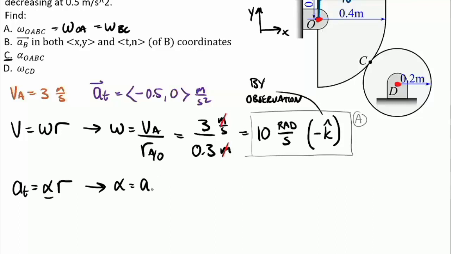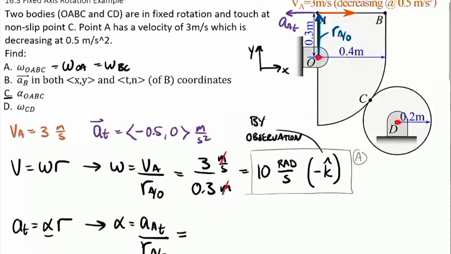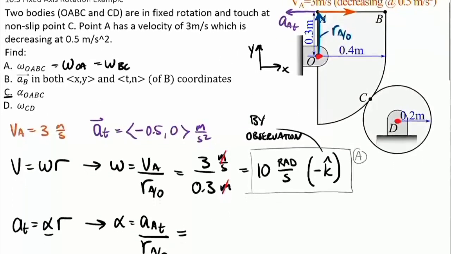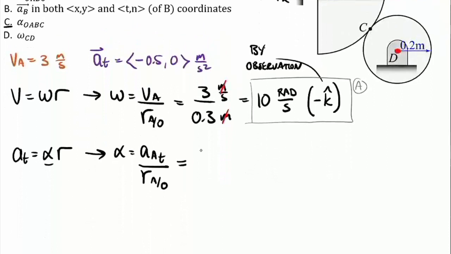the tangential acceleration at point A divided by the distance between A and O, R of A relative to O. Putting these numbers in, the velocity was decreasing at 0.5 meters per second squared, so 0.5 meters per second squared divided by the same length, 0.3 meters. Our meters go away.